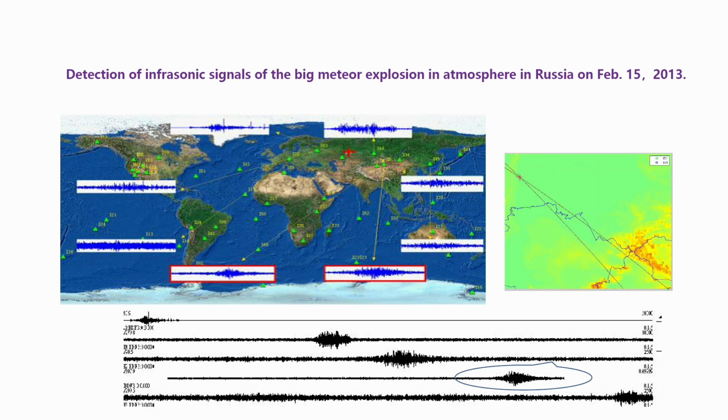After detection, we calculated the slowness and give its back azimuth. And then intersect to locate the source.